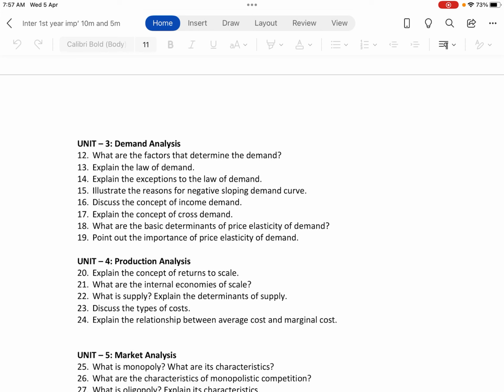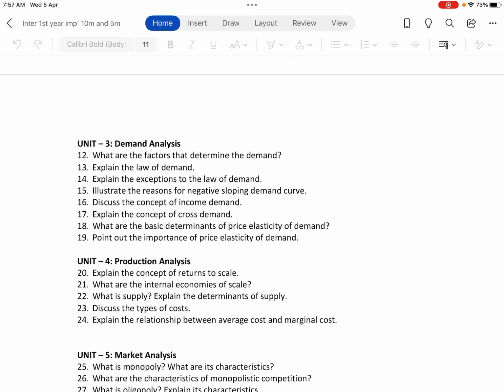So the important questions in this unit are, first one, that is the 12th one, what are the factors that determine the demand? 13th question, explain the law of demand. 14th one, explain the exceptions to the law of demand. 15th question, very very important question, illustrate the reasons for negative sloping demand curve.